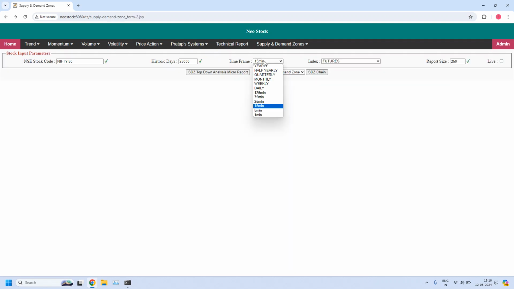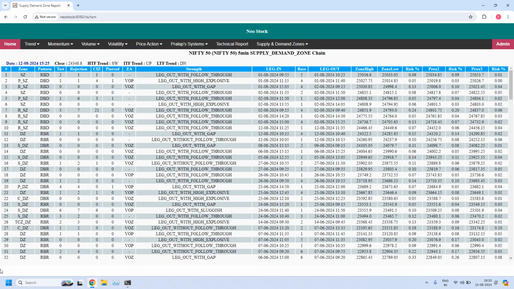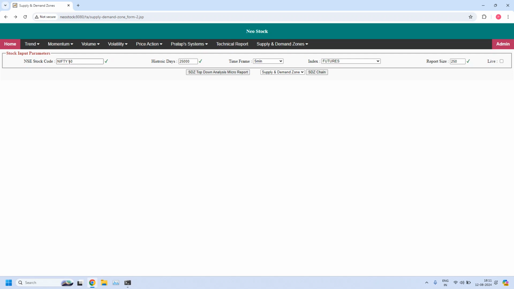And the next time frame is 5 minutes. I am generating 5 minutes supply demand zone chain for Nifty. So this is about Nifty supply demand zone chain for different time frames. Next we will generate for Bank Nifty. So that is nothing but Nifty Bank.